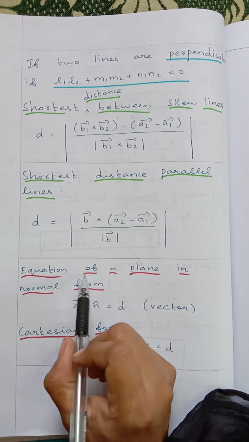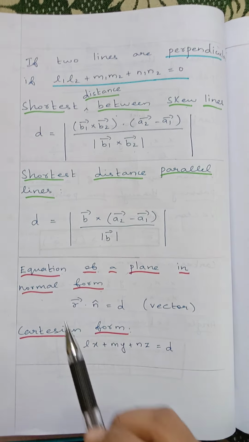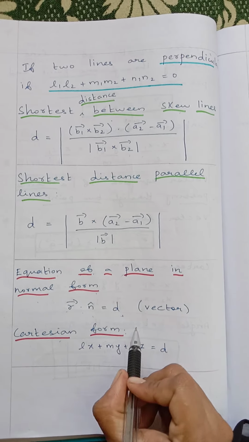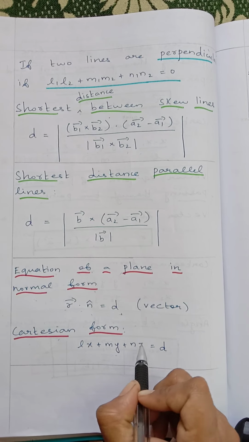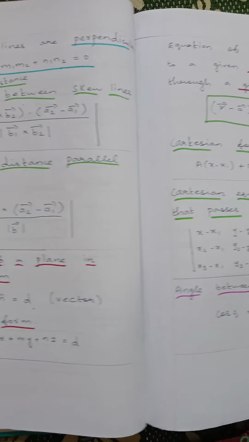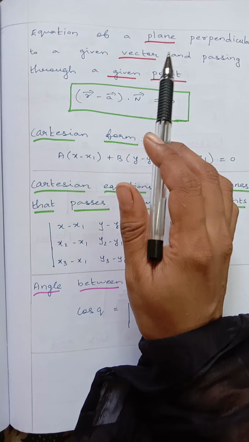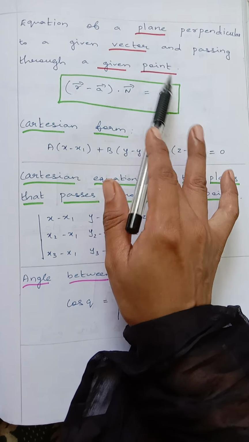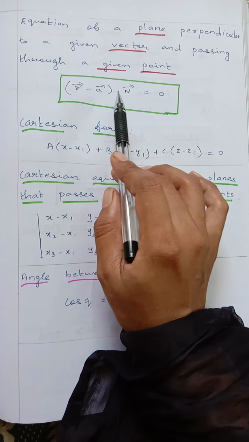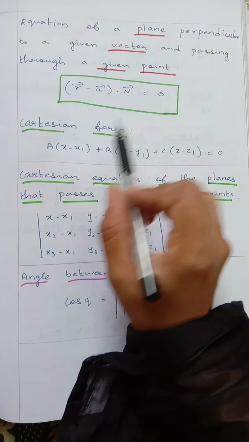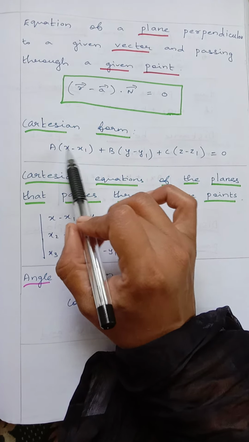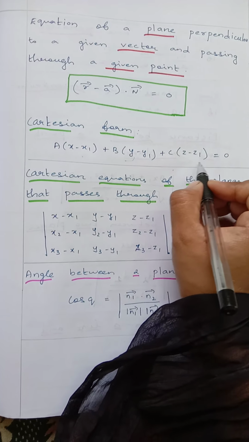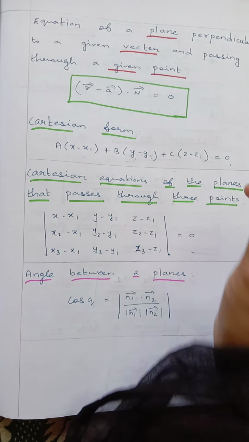Next one is the equation of a plane in normal form. r vector dot n cap equal to d. Cartesian form is lx plus my plus nz is equal to d. Equation of a plane perpendicular to a given vector and passing through a given point: r vector minus a vector dot n cap equal to 0, and the Cartesian form is a into x minus x1, b into y minus y1, c into z minus z1 is equal to 0.